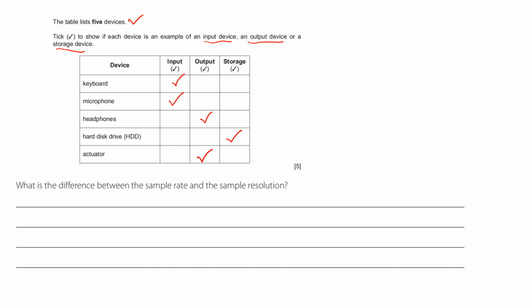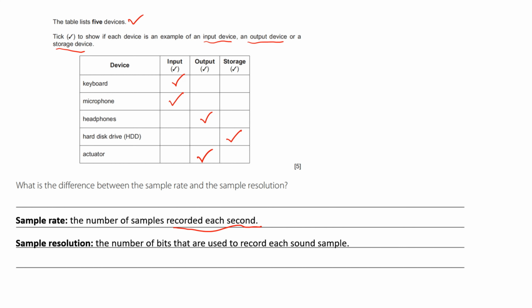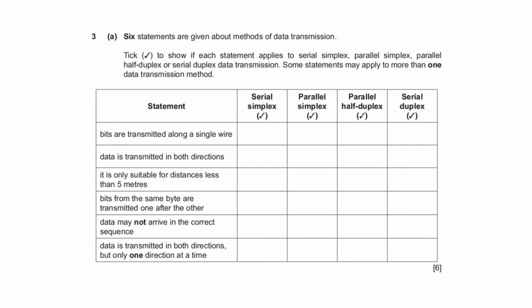Okay, next question: what is the difference between the sample rate and the sample resolution? Here we have the definition of sample rate. Sample rate is the number of samples recorded in each second, or in one second. Okay, so what is the sample resolution? Sample resolution is the number of bits that are used to record each sound sample. That's it. Let's move to the next question.